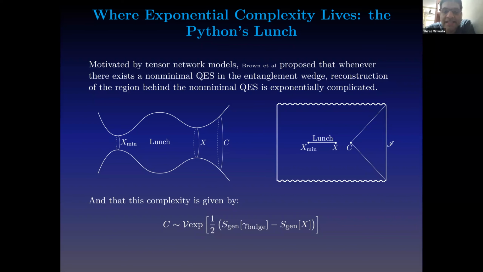Sorry, Netta. Is there a difference in complexity in reconstructing things up to C, and between C and X? Oh, that's such an excellent question, but I'm going to have to ask you to hold on to it for just a few minutes, and I will get to that. Yeah. Thank you.